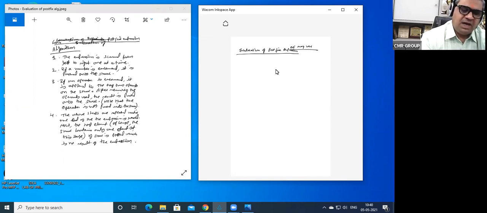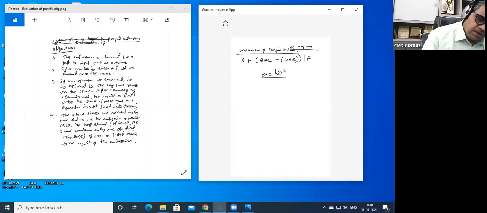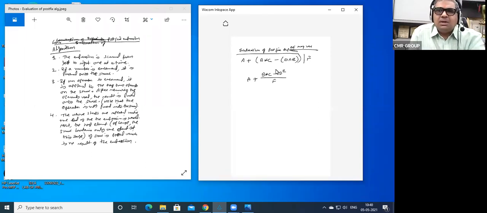For example, we had a plus b into c minus d power e divided by f. Can we write the mathematical expression for this? It is b into c minus d power e, whole divided by f, and a is added to it. This is the mathematical expression.